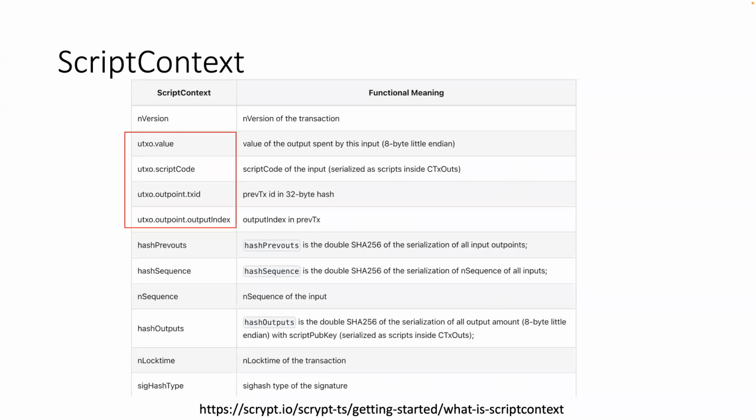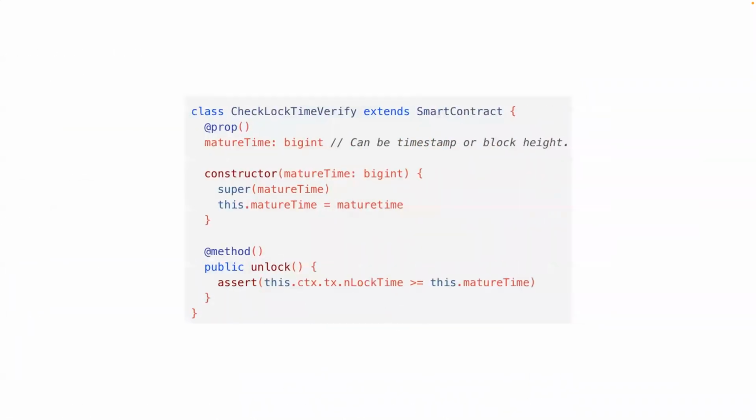Let's move on. So let me show you one simple example. How do you leverage this? So for example, here, I'm showing a very simple contract, the so-called CheckLockTimeVerify. So what does this mean? Basically it says, if you want to unlock, you cannot unlock anytime. That's a deadline. That's the earliest time you can, the so-called mature time, you can set it here when you deploy it. So basically it's the earliest time that you can spend this transaction, right?